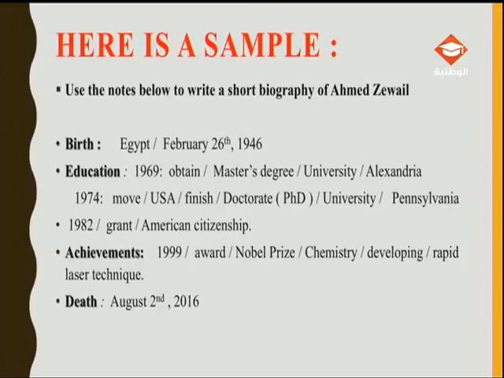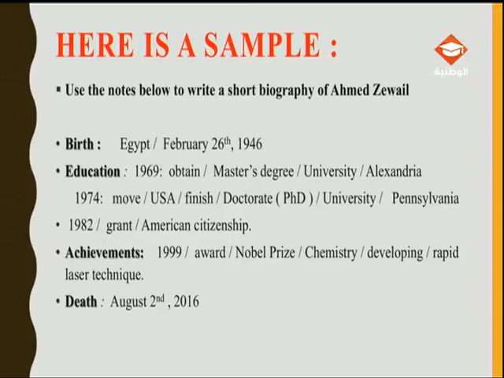His education, so we have 3 dates here. In 1969, obtained master's degree, University Alexandria. 1974, move, USA. Finish, doctorate, University, Pennsylvania. 1982, grant American citizenship, means he became an American citizen.